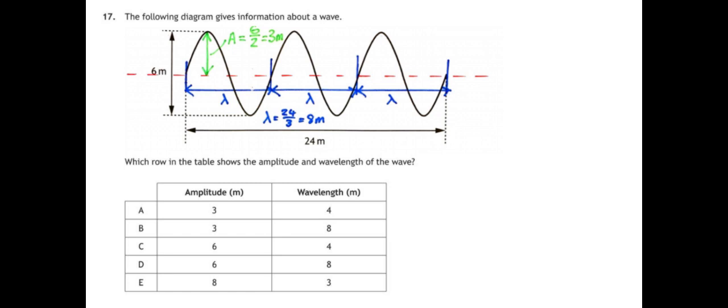So the amplitude is 3 meters. The wavelength is one complete wave's worth. And if we look at the blue writing on the diagram, we can see that the wave that is drawn here for us is made up of 3 individual wavelengths, 3 complete wavelengths. So 3 complete wavelengths make 24 meters. So one wavelength is going to be 24 meters divided by 3, which is 8 meters. And that is answer B.